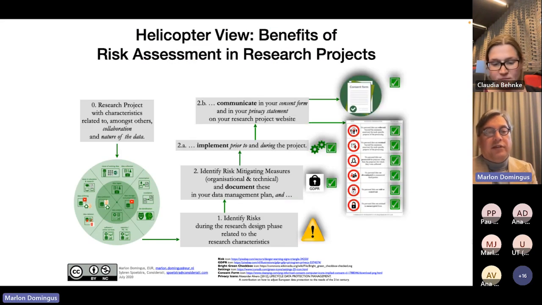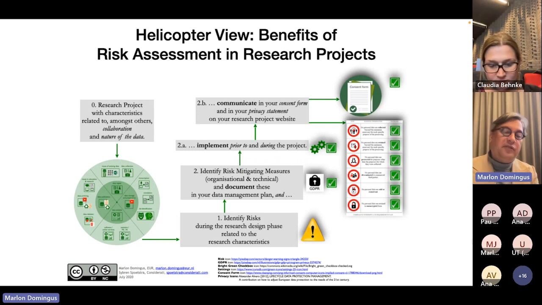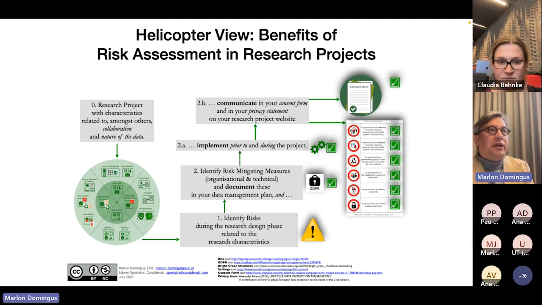This is just to say that if you do your risk assessment, then you can also put the risks in documents such as the consent forms. And that is what you also need to share with people, right? So what are the reasonable risks I see for you if you participate in this research project?